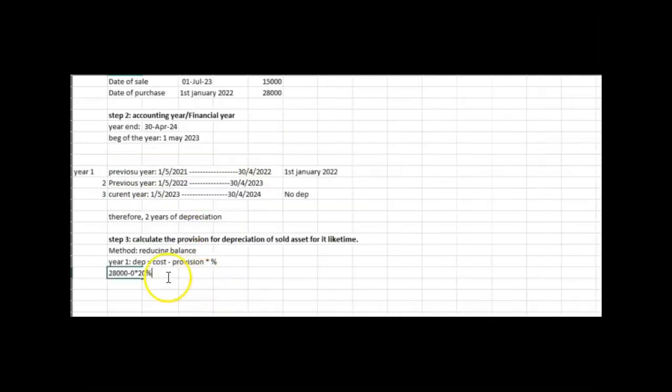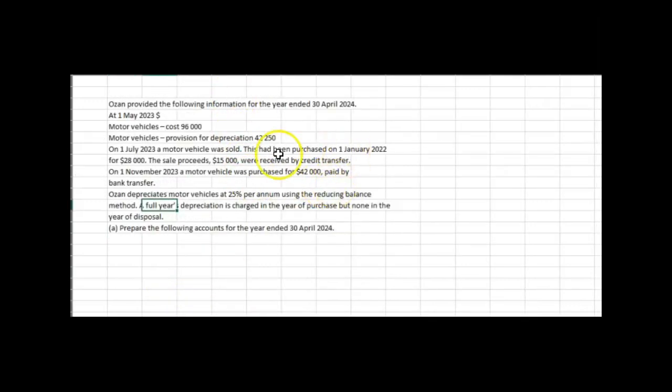We move to step 3, where we calculate the provision for depreciation for the sold asset. The method is reducing balance, so we use the equation cost minus provision multiplied by percent. We take the cost of the asset sold, which is $28,000, and provision is 0 as the asset is new, and then we multiply by 25% as the percent given in the question.